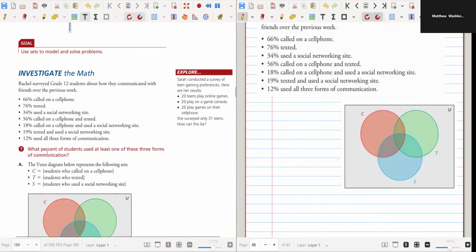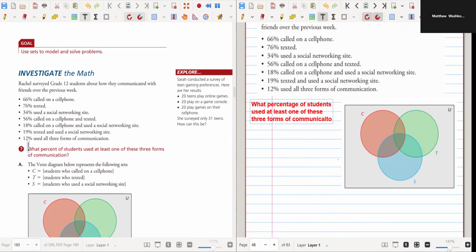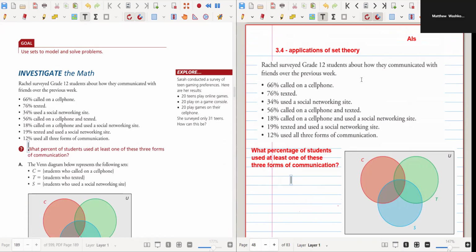So what's this question asking us? What percentage of students used at least one of these 3 forms of communication? So there's our question, right? Used at least one. So let's think about this here.